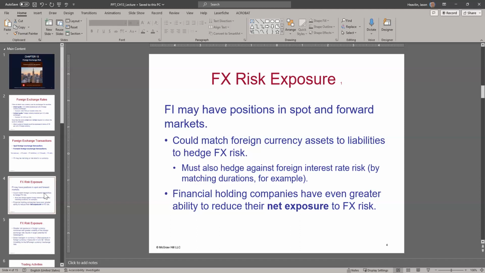Must also hedge against foreign interest rate risks by matching durations, for example. We're going to talk more about this a little later, but foreign exchange and interest rates always go hand in hand because they affect each other.